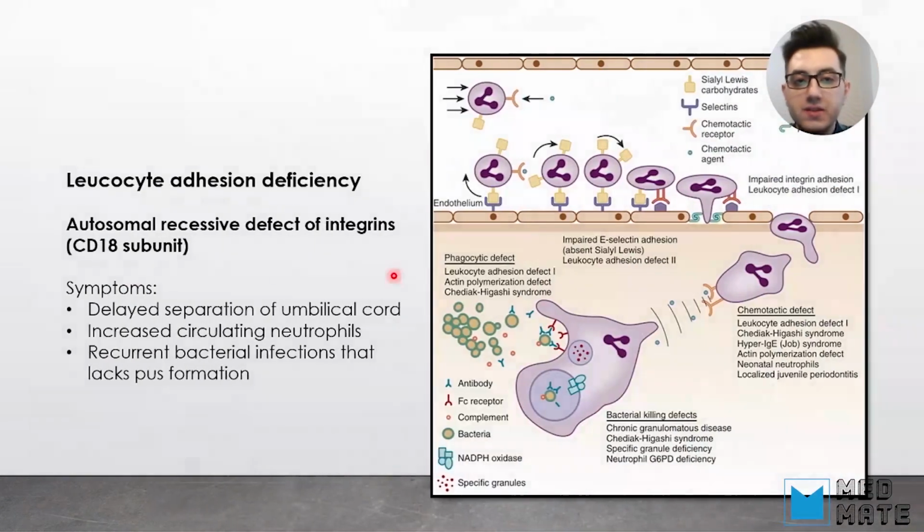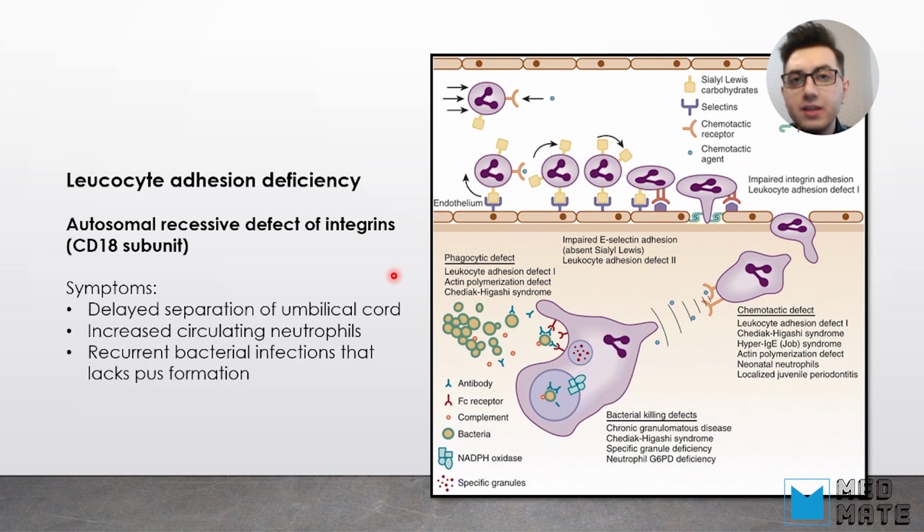Now, there is a disease that is correlated with this, called leukocyte adhesion deficiency, an autosomal recessive defect that causes defects of integrins or the CD18 subunit. A symptom of that is delayed separation of the umbilical cord. If you think, why is that? After birth, the umbilical cord is cut off from the mother, and after a while, due to ischemia, the umbilical cord itself usually gets separated and falls off.